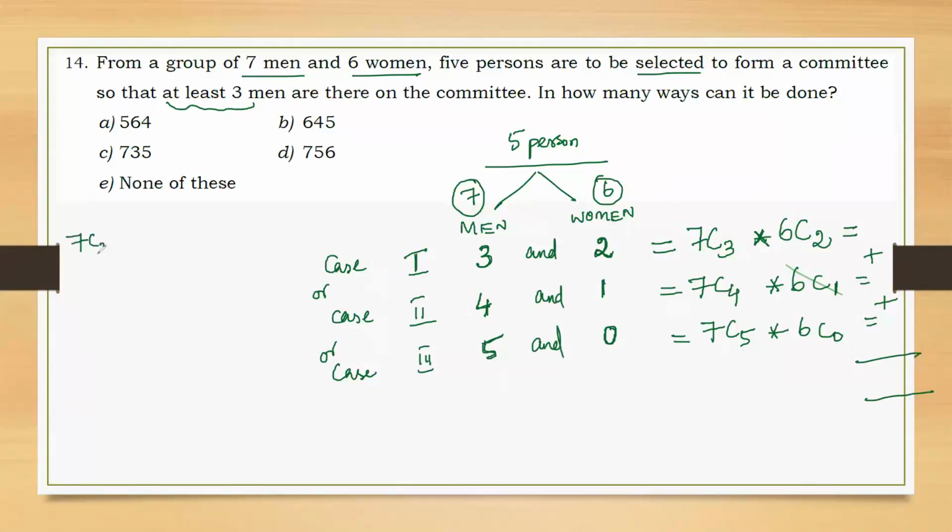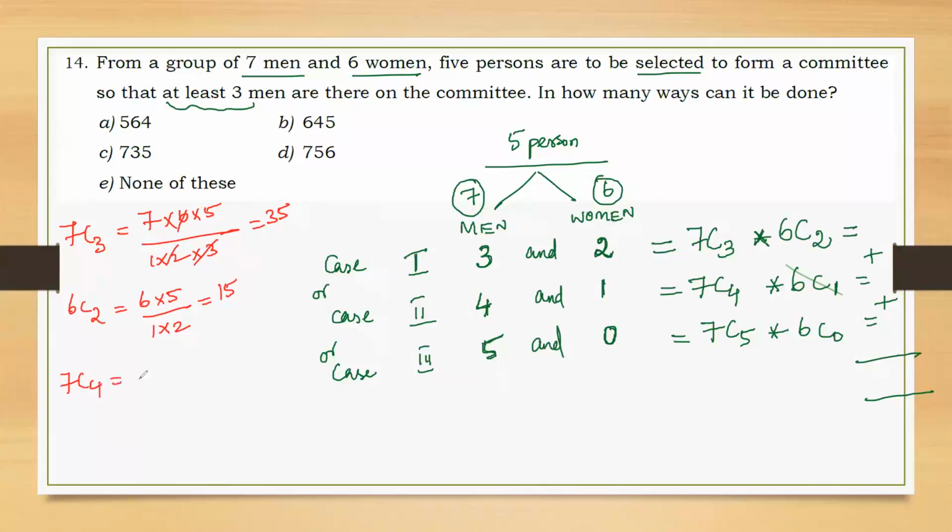7C3: from 7, choose 3, divided by the arrangements, so 7 into 6 into 5 by 1 into 2 into 3. Divide it, you will get 35. 6C2: from 6, choose 2, you will get 15. Similarly, 7C4 is equivalent to 7C3, both are the same, so 35. 6C1 is equal to 6. 7C5 is equivalent to 7C2, from 7 choose 2, which is 21. 6C0 is equal to 1.